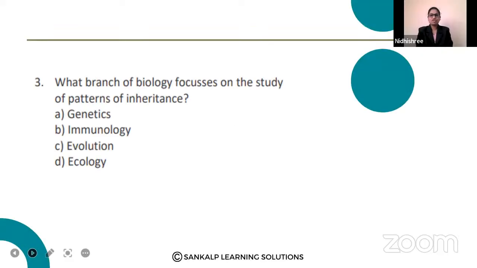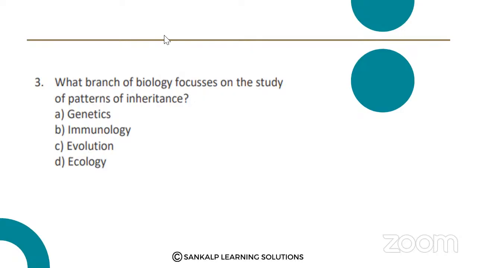What branch of biology focuses on the study of patterns of inheritance? Option A, genetics. Option B, immunology. Option C, evolution. Option D, ecology. Option A, genetics, ma'am. Option A, genetics by Kanchana Raj. Preeti, okay. Option A, ma'am, genetics.